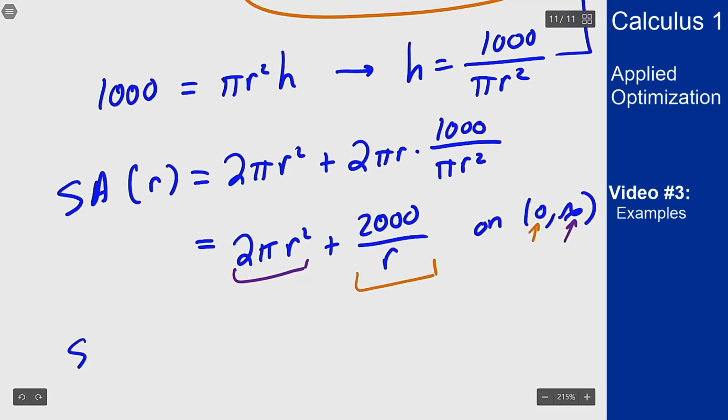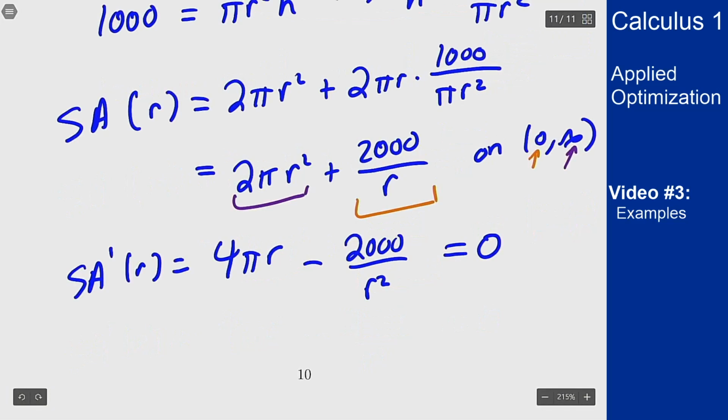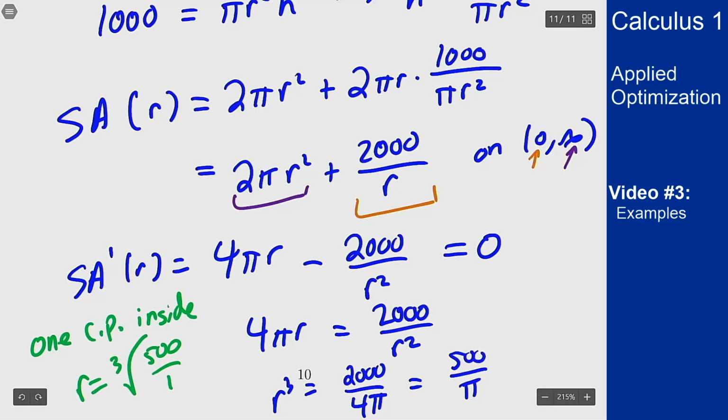Let's take a derivative. I get 4 pi r minus 2,000 over r squared. I want this to be equal to 0, and I can solve this out. 4 pi r equals 2,000 over r squared. Tells me that r cubed is 2,000 over 4 pi, which is 500 over pi. And since there's only one positive real number with that as its cube root, it means I only have one critical point inside. And that's at r equals the cube root of 500 over pi.